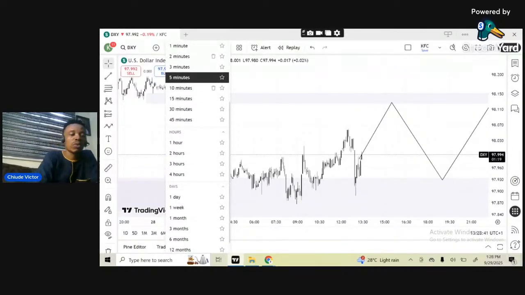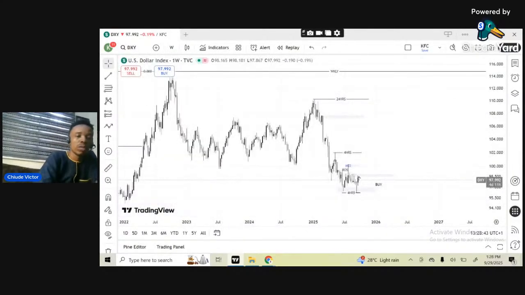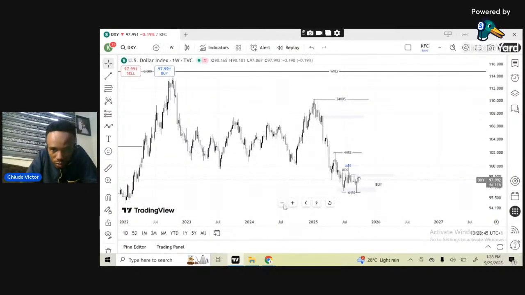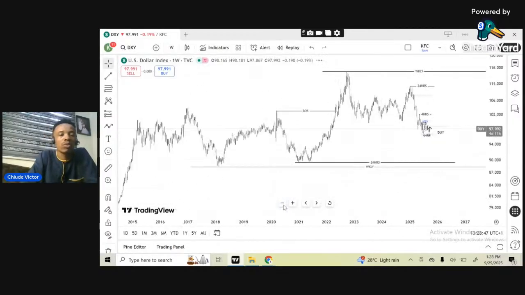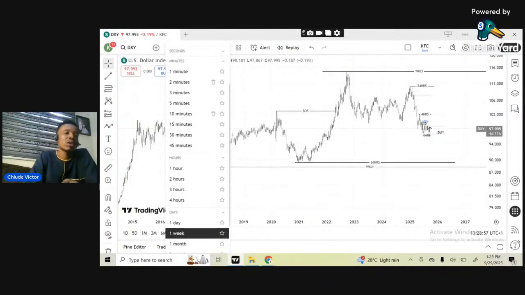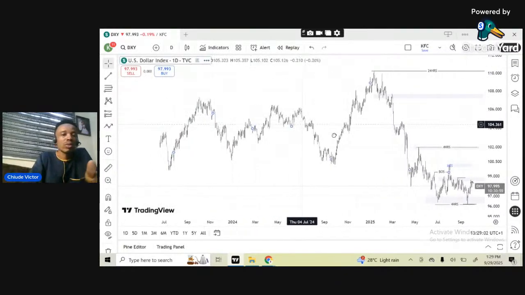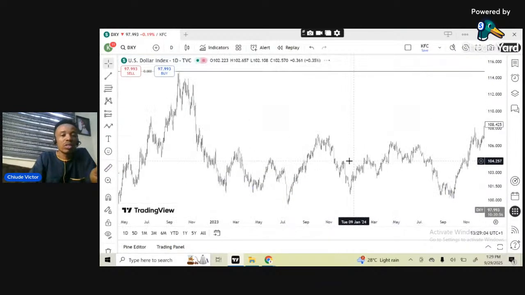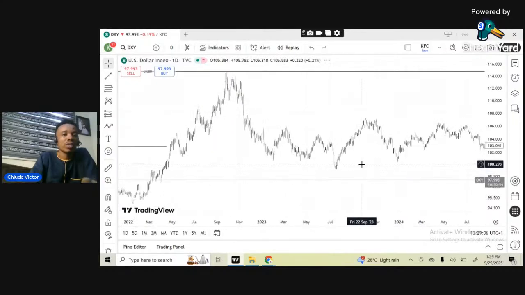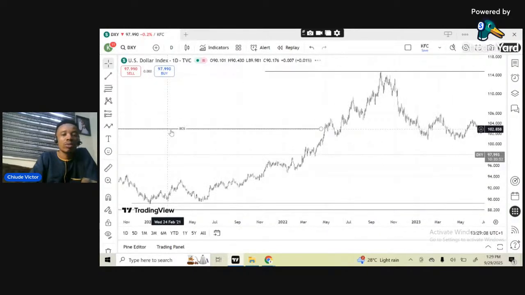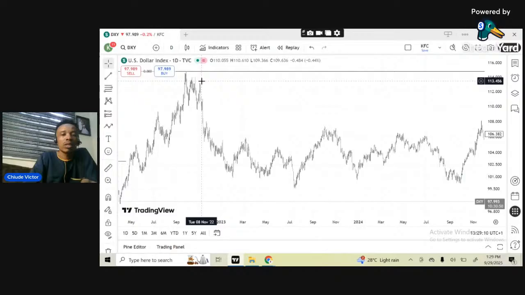Like I said, first of all, we do a top down. You go to the 1 week time frame. After you get to the 1 week time frame, what do you look out for? You look out for the overall trend, of which if you look, you see that there is a break of structure here, showing us clearly that the dollar index is bullish. If you go to the 24-hour time frame, you see it's bullish also because the break of structure is on the upside. Look at it. It's on the upside.